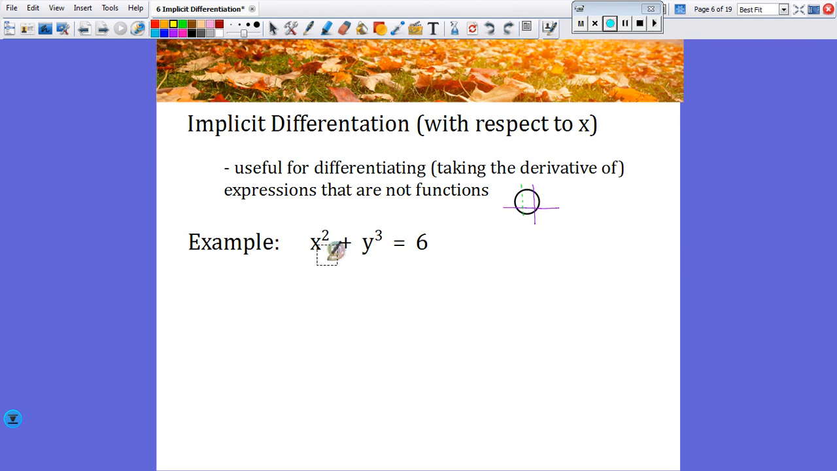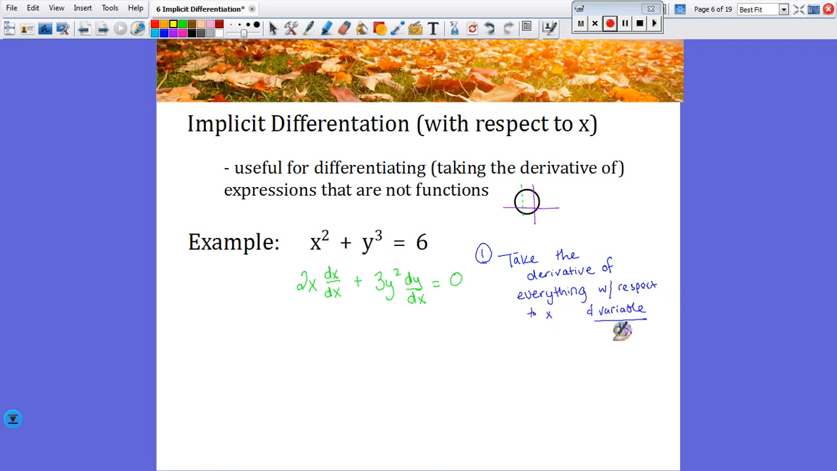So when we're taking the derivative of x squared plus y cubed equals 6, we're going to use power rule. So we're going to have the derivative 2x dx over dx, stick with me on this one, plus 3y squared dy dx equals 0. The idea here is we're going to take the derivative of everything with respect to x, whatever the variable that I've asked you to take the derivative with respect to.